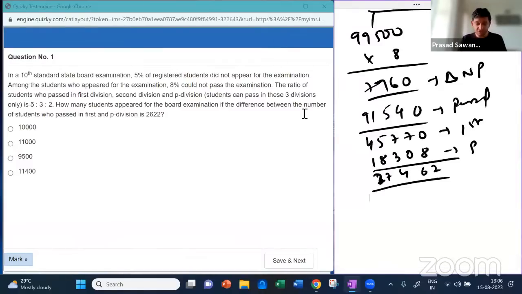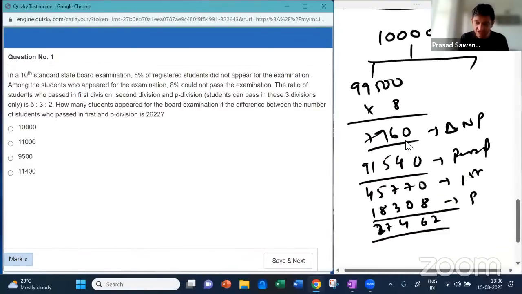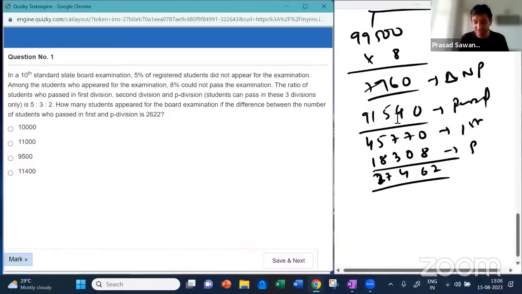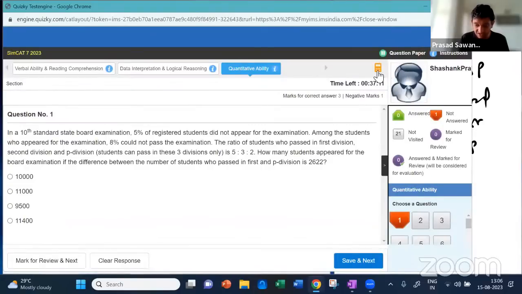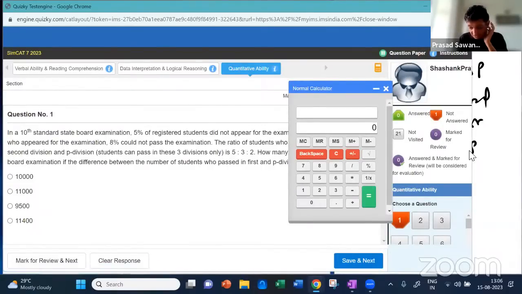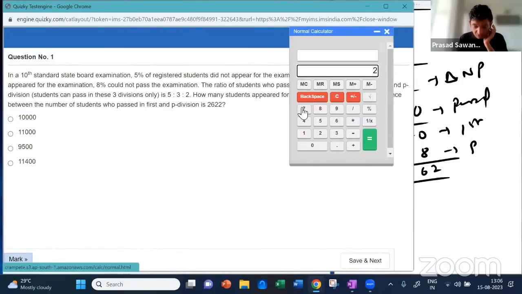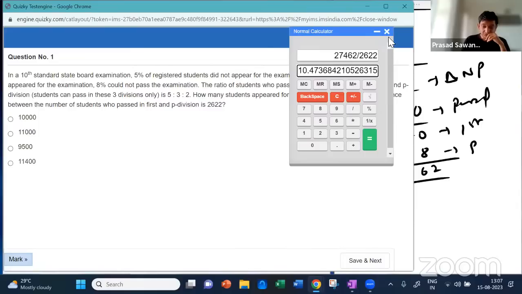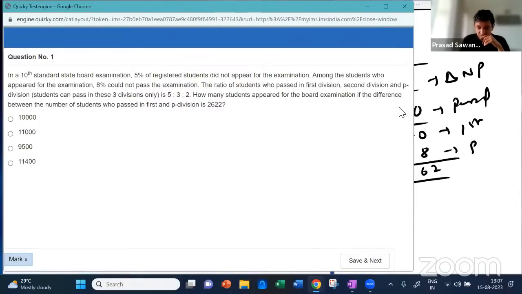What is 2622? Okay, let me see what is. Acha, I taken 1 lakh for some reason. Okay, it's not 10,000, it's 1 lakh. Okay, understood. So 27462 divided by 2622. In these kind of situations, your calculator might help. Okay, what was that number? 27462 divided by 262. Okay. Fine, there's a calculation mistake there.